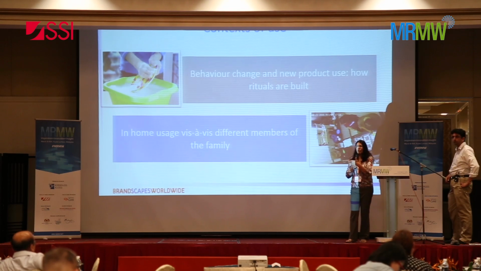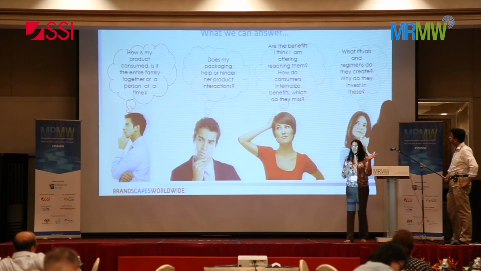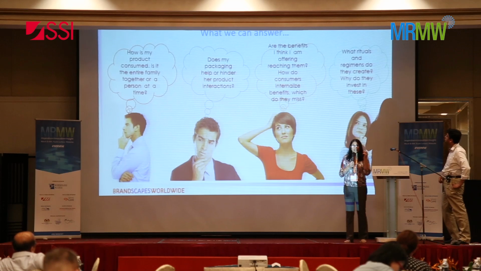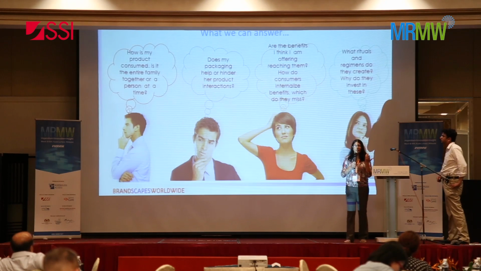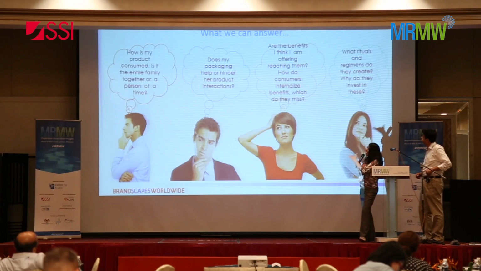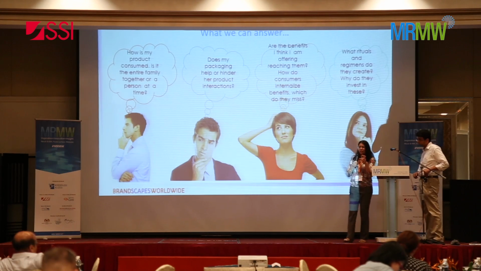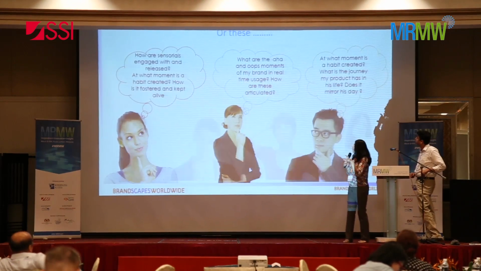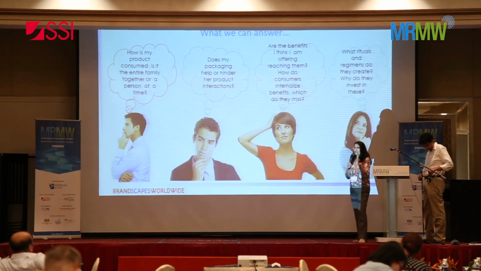Or I am a repertoire product user and they have overlapping benefits. So the first one in the sequence and the last one in the sequence get the maximum amount of time, and the ones in between, you can do in a very cursory way in a regime. So the kind of questions that mobile ethnography is designed to answer when you do it sharply is, how is my product actually consumed? Is the same product consumed by different family members? And if so, how? Yeah?